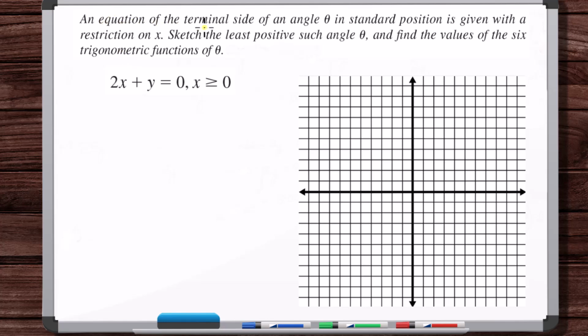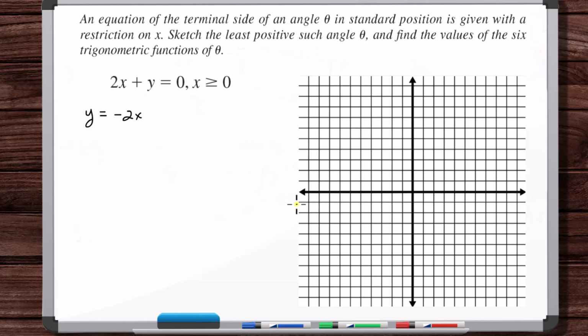An equation of the terminal side of an angle theta in standard position is given with a restriction on x. Sketch the least positive such angle theta and find the values of the 6 trigonometric functions of theta. Okay, so in the previous video, we worked problems that were similar to this, except we were given a point P. Here, they're giving us an equation of a line with a corresponding restriction on the domain of x. And so what does this mean? Well, this is the function y is equal to minus 2x.